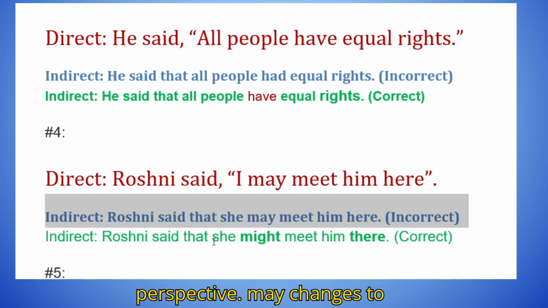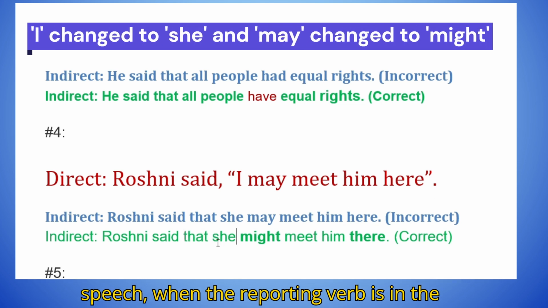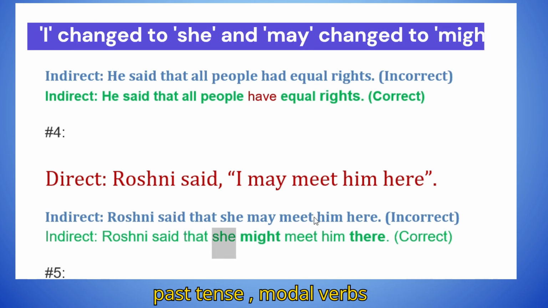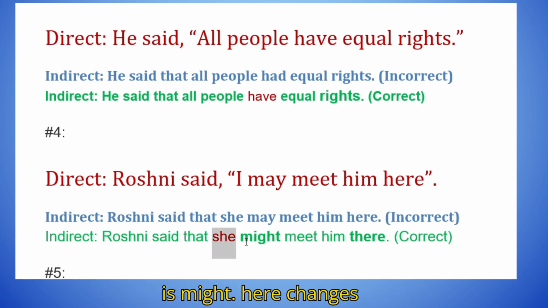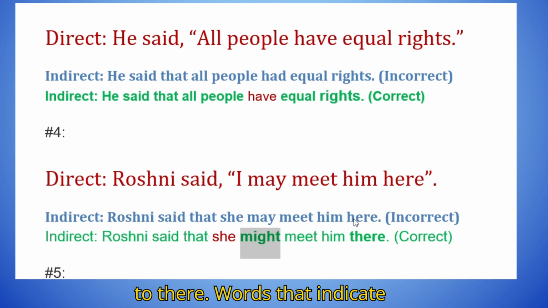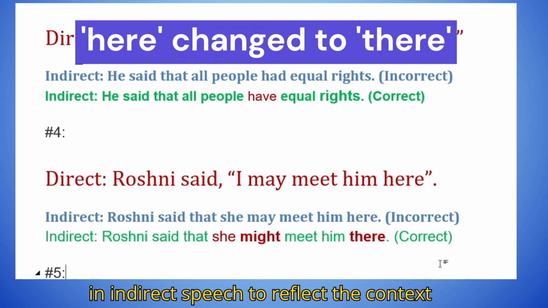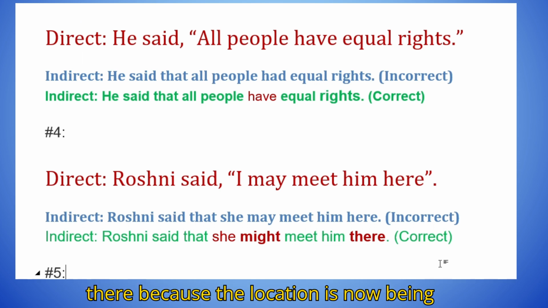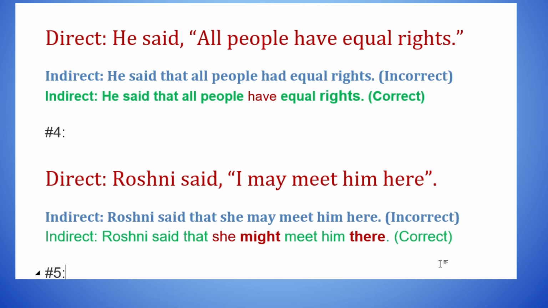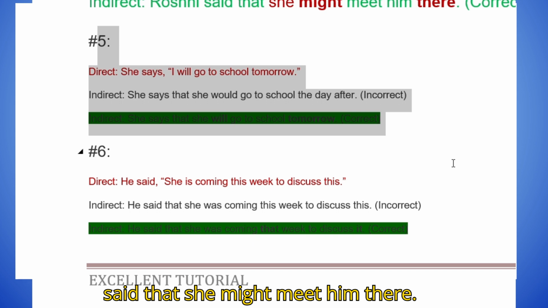May changes to might. According to the rules of indirect speech, when the reporting verb is in the past tense, example, said, modal verbs like may shift to their past form, which is might. Here changes to there. Words that indicate place, example, here, are modified in indirect speech to reflect the context of the reporting. Here becomes there because the location is now being reported from a different perspective. Correct indirect speech. Roshni said that she might meet him there.